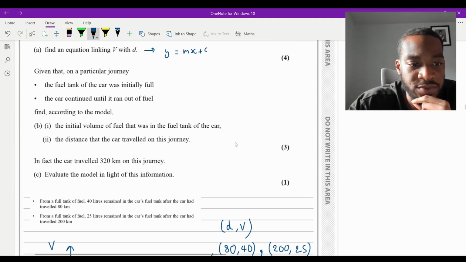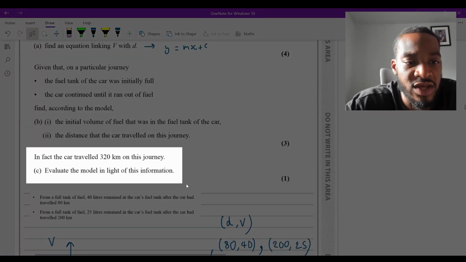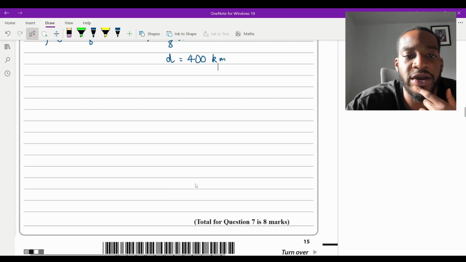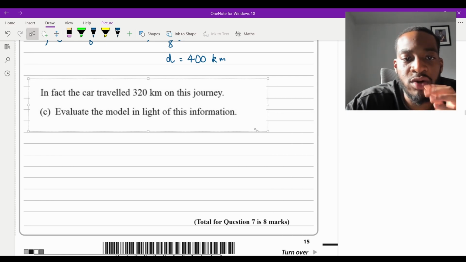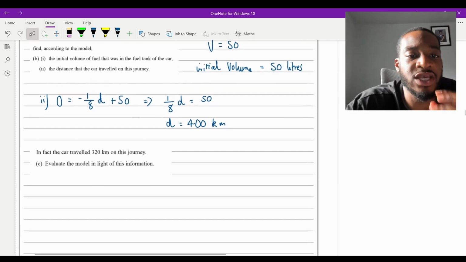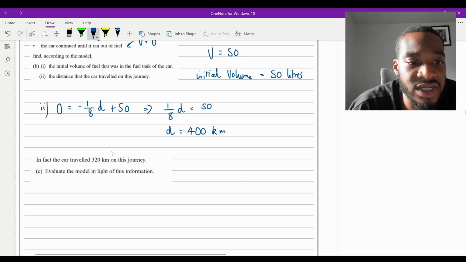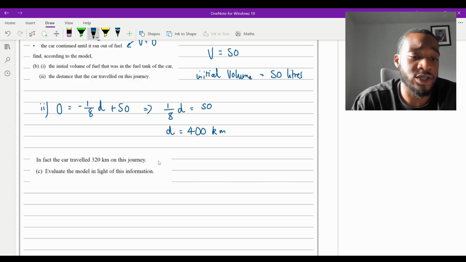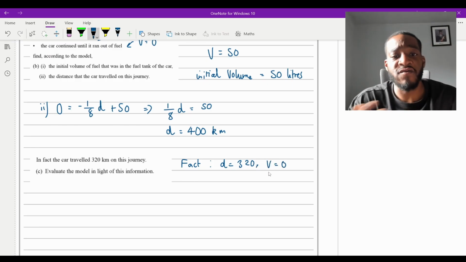Now, there was one more part to this question. It said, in fact, the car traveled 320 kilometers on this journey. Evaluate the model in light of this information, for 1 mark. Okay, so remember what you're doing with these types of questions. This is a modeling question. You're modeling a scenario, right? We're using linear equations to model some sort of scenario that's happened in real life. And the fact of the matter is that the car traveled 320 kilometers and ran out of fuel. Now, what I'm going to do, I always write this down. I'm going to say fact. The fact of the matter is that the distance traveled was 320 kilometers. And this is when V is equal to 0, isn't it? Because it ran out of fuel.